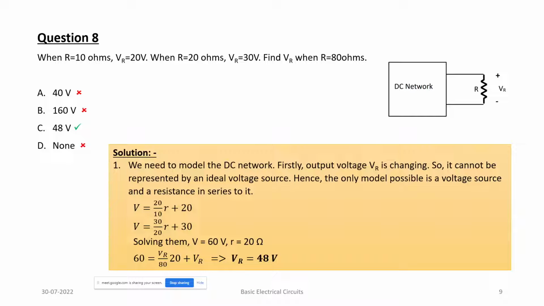No sir, one more time. Yes, once again, please understand. This DC network, we can represent in terms of a voltage source and a resistance, whatever the combination, we don't know the combination. We can represent it this way because the voltage is changing. This means the voltage source is not ideal, so the voltage source has some resistance. We can conclude this.